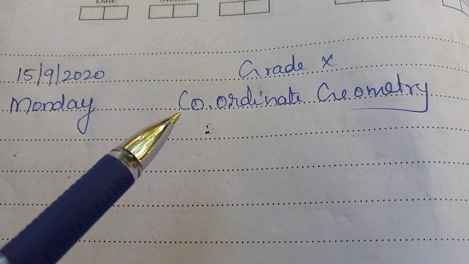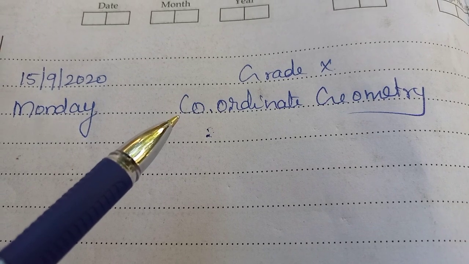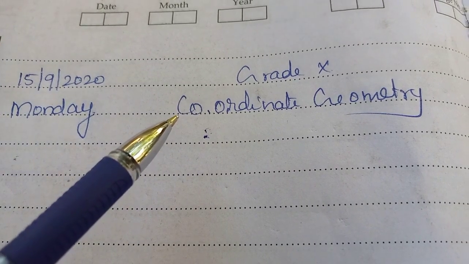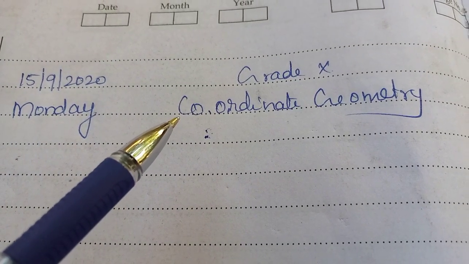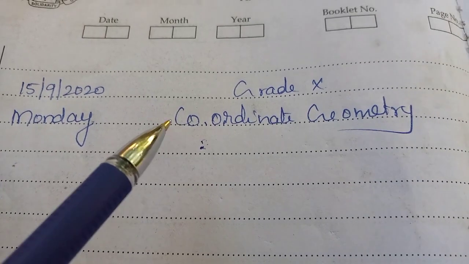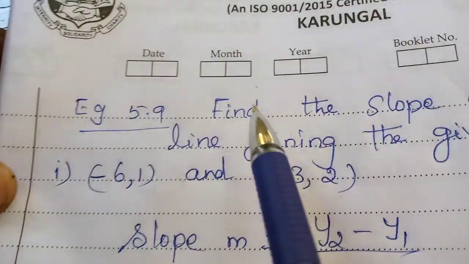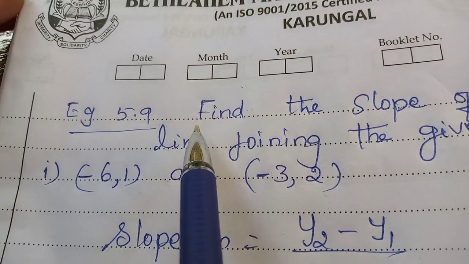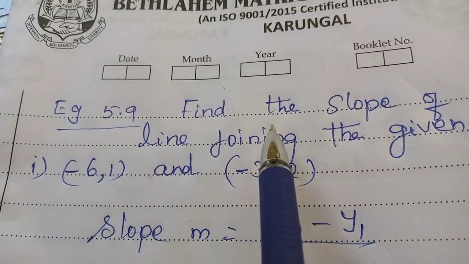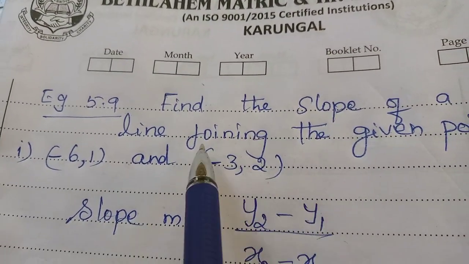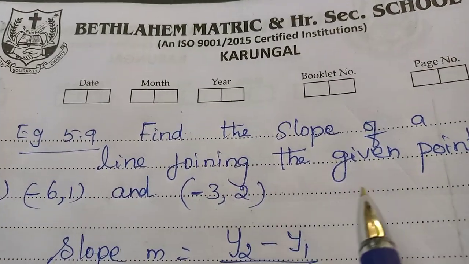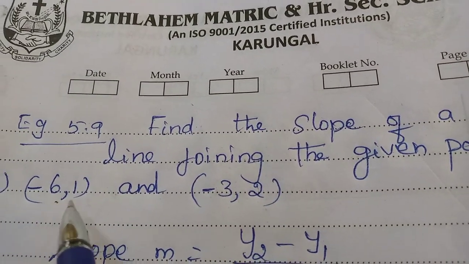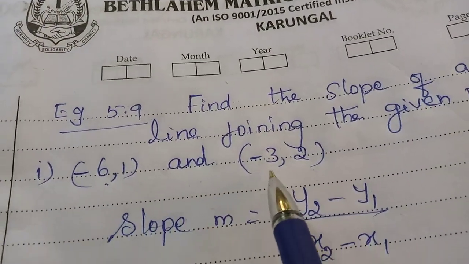Okay. All of you take your notes and book. Let's write example 5.9. Okay. Write the question. Example. What is the question now? Find the slope of a line joining the given points minus 6, 1 and minus 3, 2.